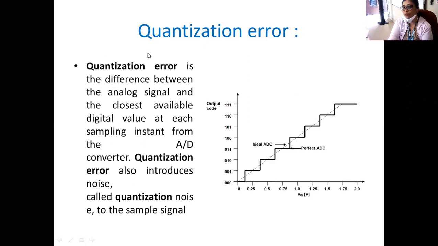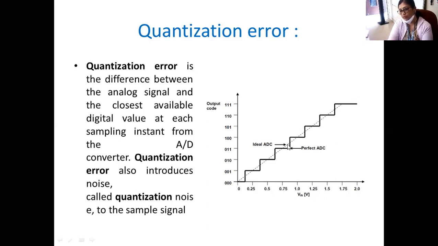Any analog to digital converter used to convert an analog value into a digital value is going to produce a step-like graph. That means for a particular range of inputs, it is going to produce one digital code. So it is going to produce a step-like output. It is not going to produce a straight line. Here we can draw the possible straight line, which is shown as the dotted line.